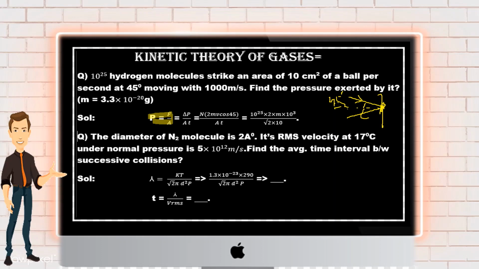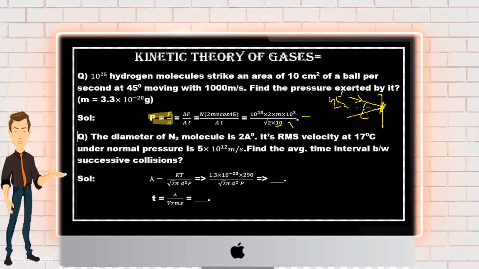There is no time. Just resolve this into two parts. The y-axis component gets cancelled and the x-axis becomes 2mv cos 45 degrees over A and T. Here the number of molecules is 10 power 25. The mass of a molecule they have given is 3.3 into 10 power minus 20 grams. And cos 45 is, we know, 1 by root 2, into 10 cube, the velocity. And A is the 10 centimeters square. And T is the time, but we take it for 1 second. Then finally, after solving this, we get the answer.